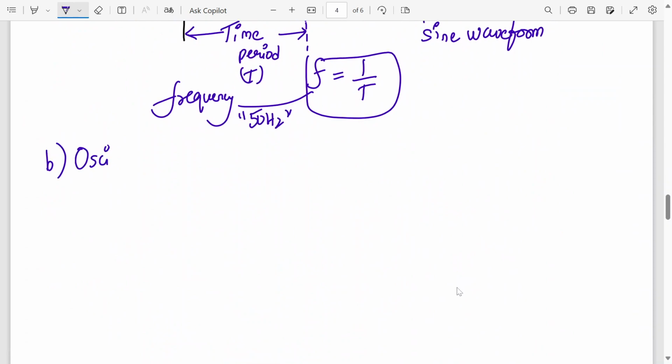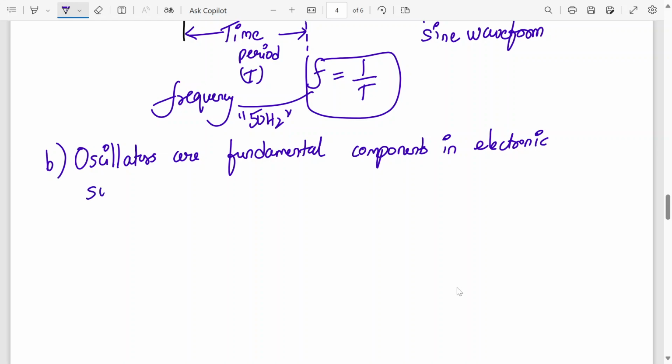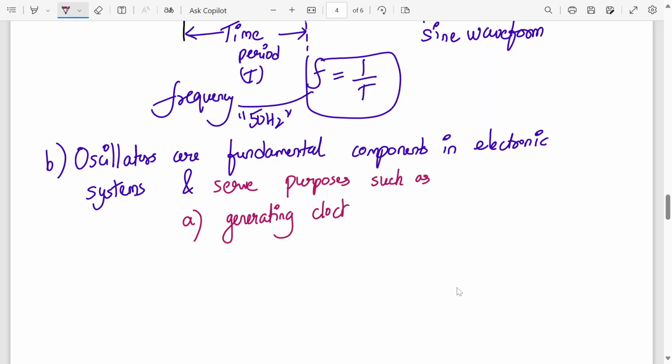So oscillators, continue to write, are fundamental components in electronic systems and serve purposes such as, so it will function these things, it will serve purposes such as generating clock signals for, ये बहुत ही important point है, this will tell the need कि क्यों चाहिए oscillators.